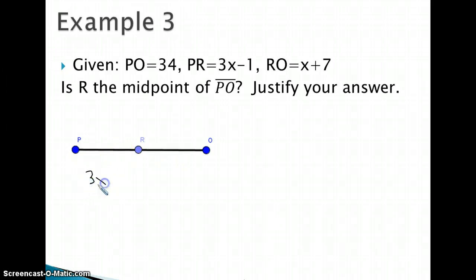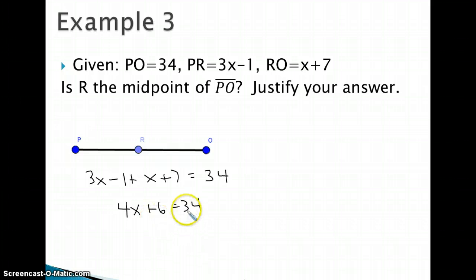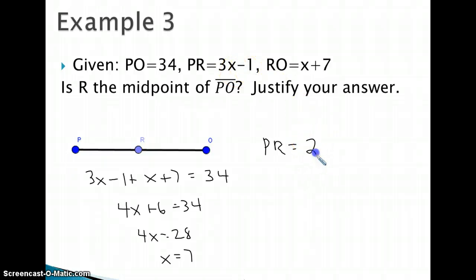We'll do 3x minus 1 plus x plus 7 equals 34. So add these up, we get 4x plus 6 equals 34. Now to solve this, I'm going to take away 6 and divide by 4, and I get 7. Now once I plug that in, I'm going to see if PR and RO are the same, and if they are, then it works. So PR is going to equal 3 times 7, which is 21. Take away 1, and I get 20.